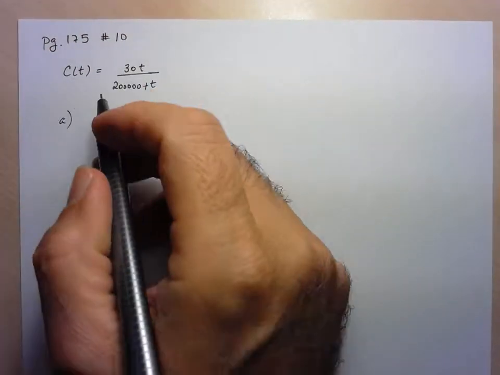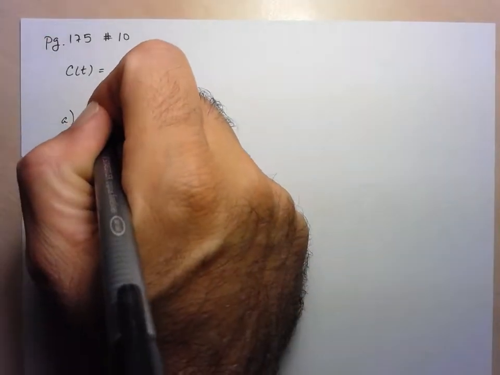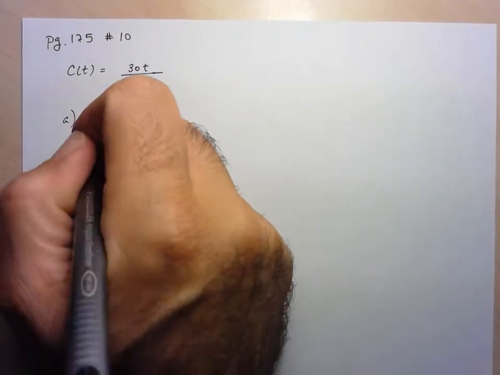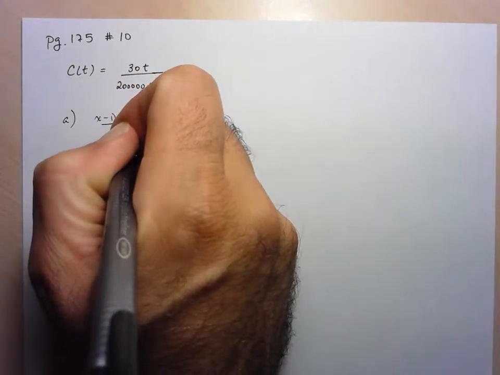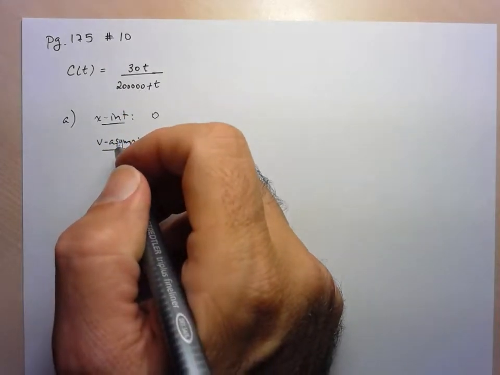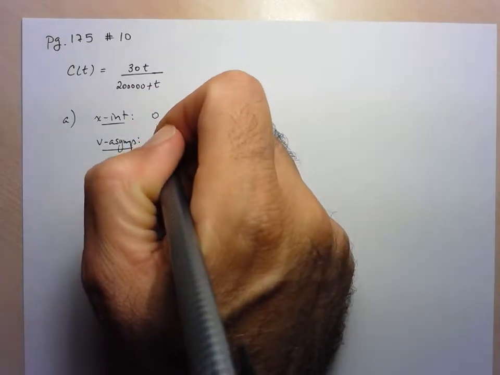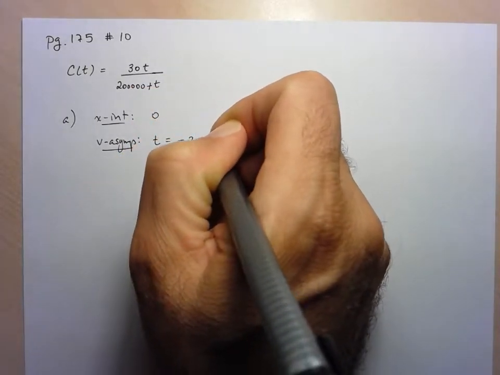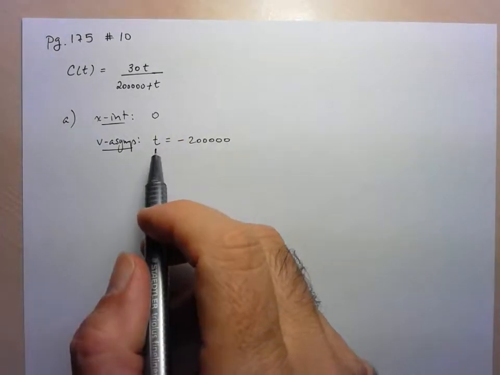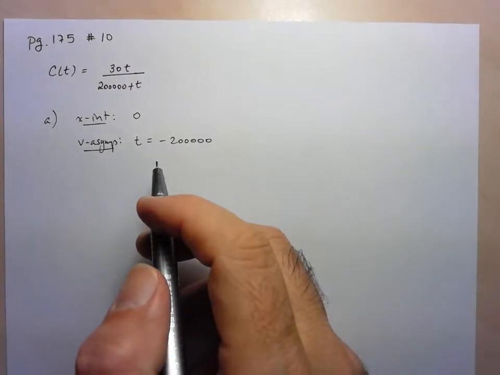Now this is already in simplified form, so let's take a look at what we need to sketch the graph. So we'll look for the x-intercept, okay, and that's going to happen at t equals 0. Let's look for the vertical asymptote. Okay, well, what's going to make this denominator equal to 0? It's going to be negative 200,000. So we have a vertical asymptote at t equals negative 200,000. Now, right away, you should be thinking that I might use this to draw the graph. Having said that, I'm not going to consider these times here because I'm not interested in negative times.